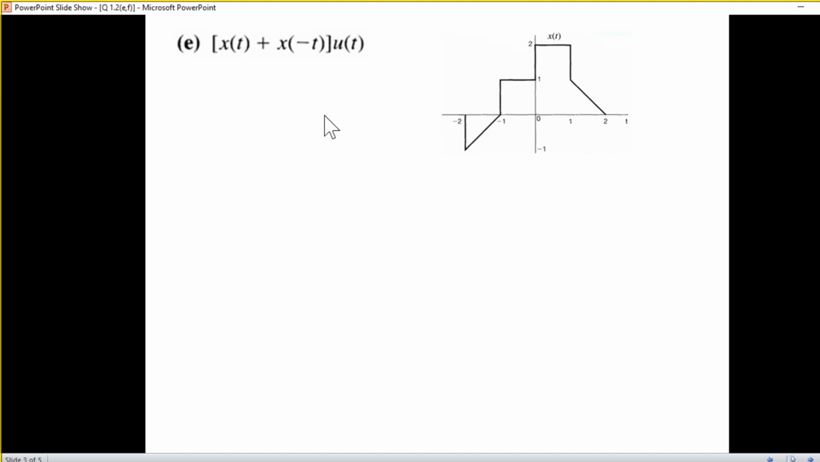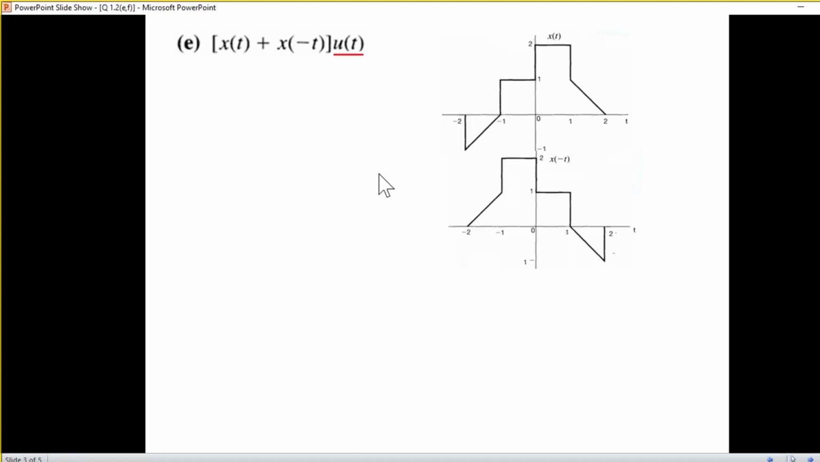Let's start with part E, input signal, and this is what we have to plot. First of all, we need to plot x(-t). Now, x(t) is given, so to get x(-t), we simply flip it horizontally. So this is x(-t). All that was on the right will go to the left, and those on the left will come to the right.